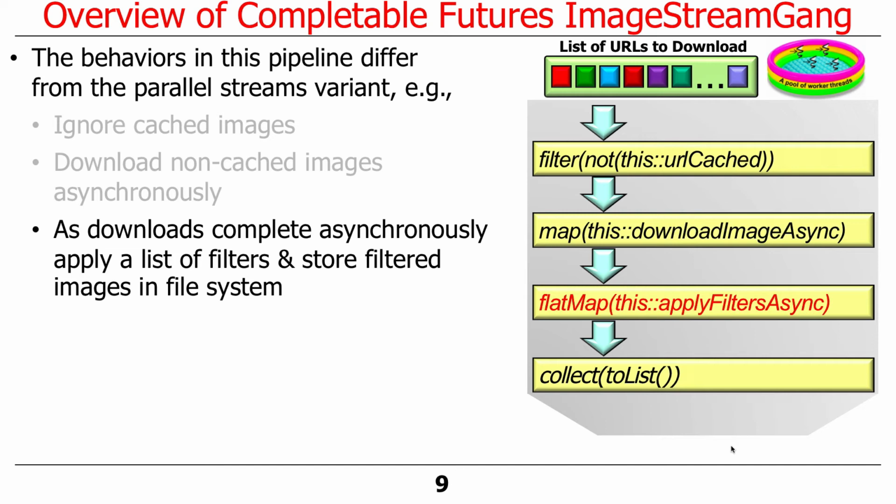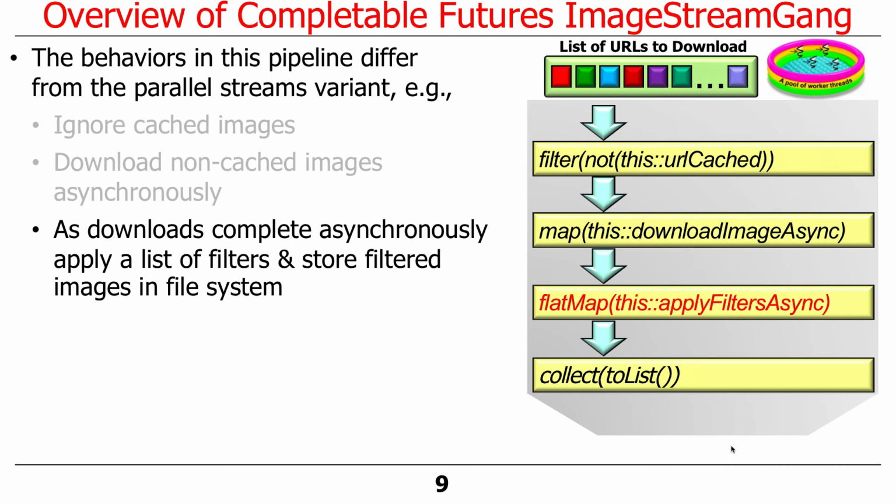Map will return 10 completable futures to images that are going to be in the process of downloading once the wheels start to move. Those 10 completable futures are passed into flat map to the apply filters async behavior, and that's going to go and apply all the filters. Let's say, for the sake of argument, there are 2 filters. So for the 10 completable futures to images that come in, apply filters async will create 2 transformed images as output.